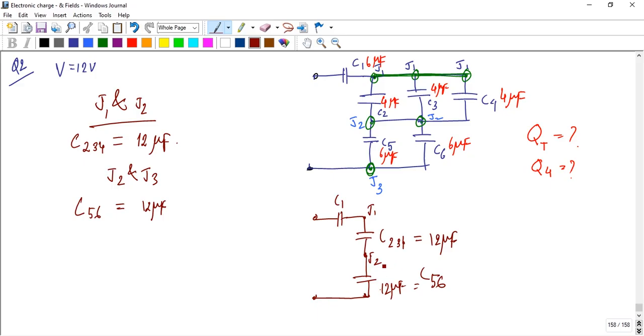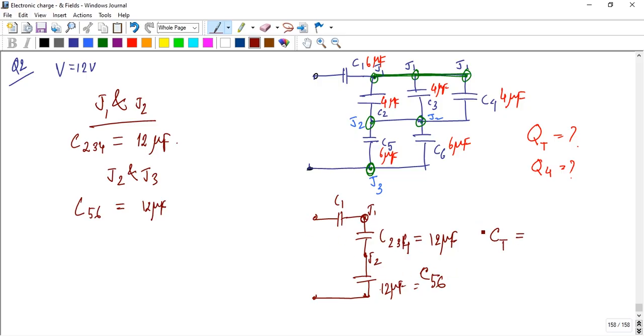Now it is easy. We see that these three, C1, C2, 3, 4 and C5, 6, are all connected in series, because there is no junction point here; only two paths are connected. So that point is now not a junction point. Before that, it was a junction. Now that is not a junction point, that is also not a junction point. So the total capacitance is in series.